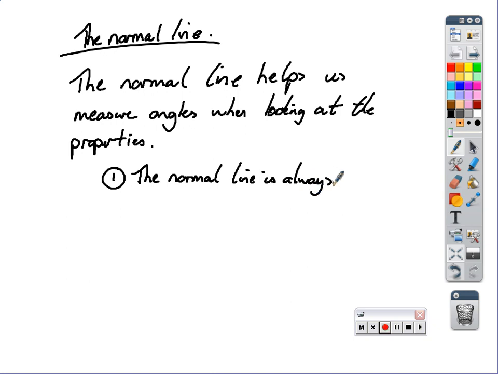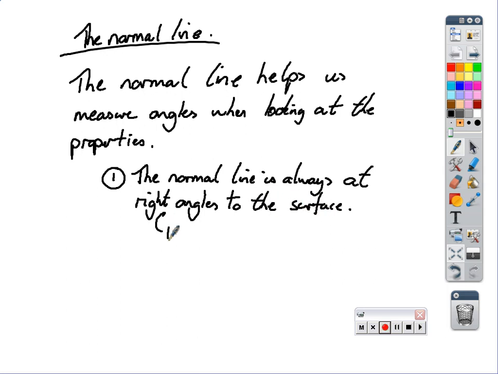So which one do you prefer? Right angles to, perpendicular to, or at a tangent to? Which one's the most easy to remember? At right angles to. Okay, the normal line is always at right angles to the surface. It can also be written as perpendicular or at the tangent. They all mean the same thing. Perpendicular, at a tangent, at right angles.